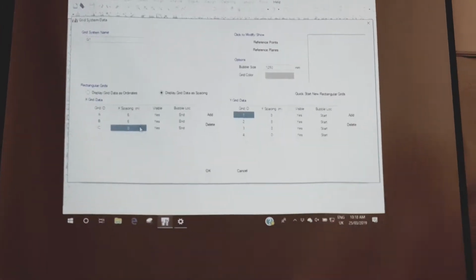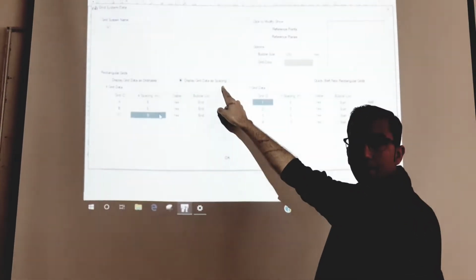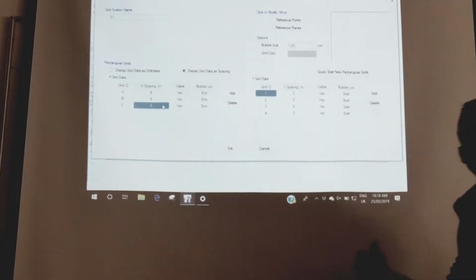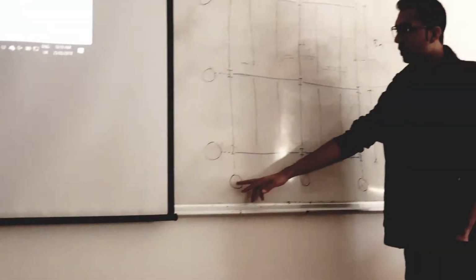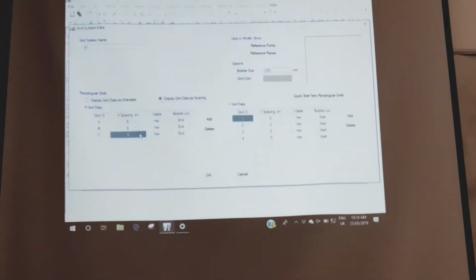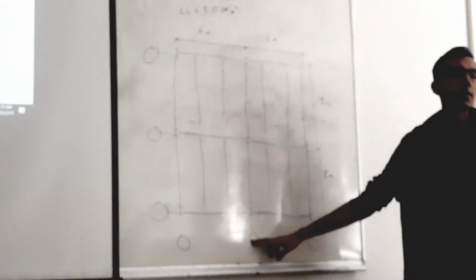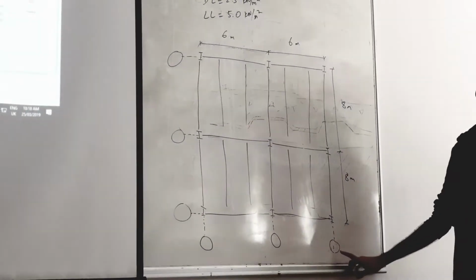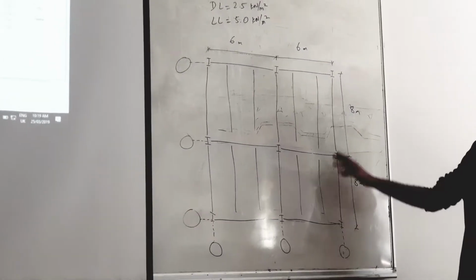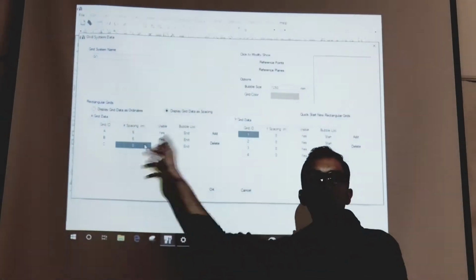Again I will say that you are going to select display grid data as the spacing. Now if you see the plan I have drawn on the board, we have 3 grids over here in x-axis, A, B and C. If you select the second option, you are going to type in the span length or distance. So from A to B, how much is it? 6 meters. B to C, 6 meters. Now this is the end point, so beyond C grid we don't have anything, so you are going to write the last one as 0.